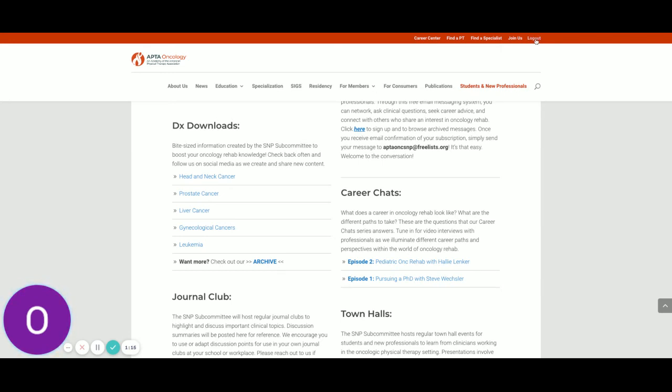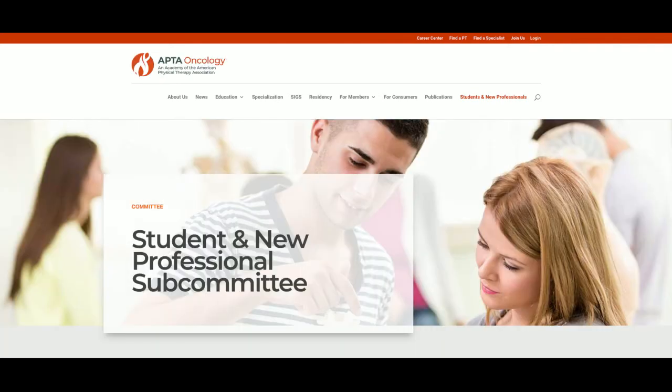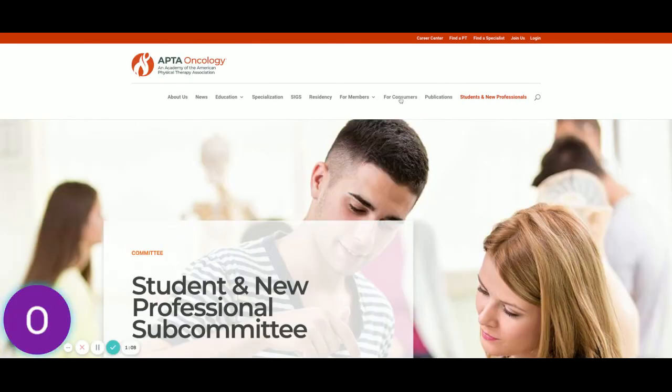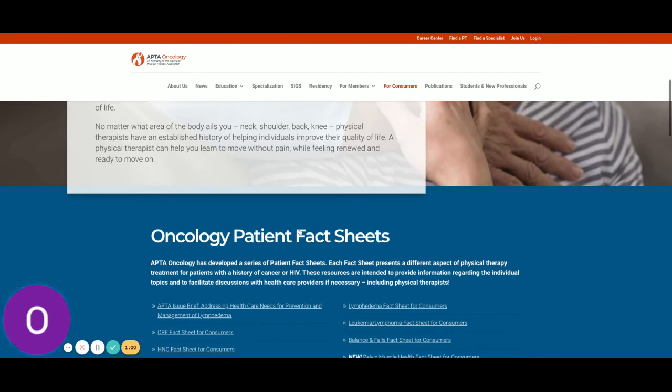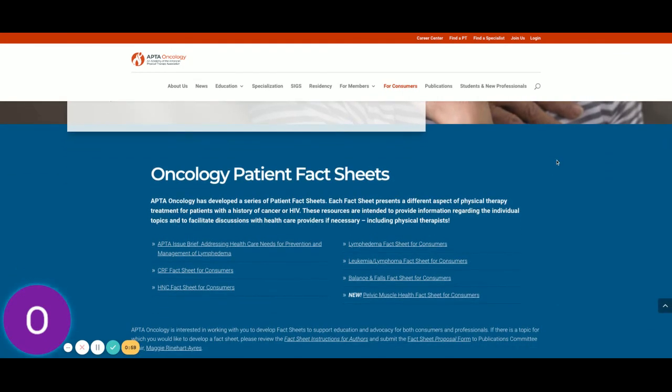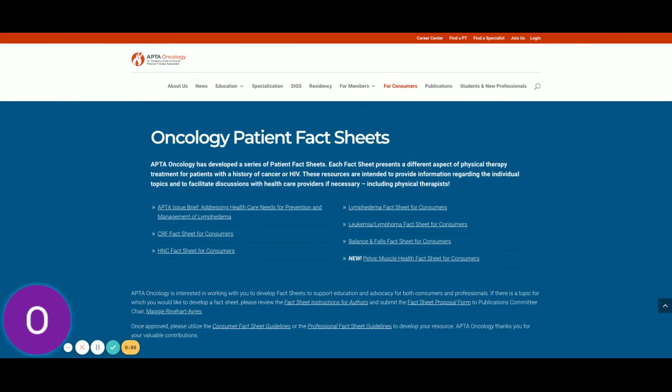What I'm going to do now is log out and show you where I would look if I was not a member of APTA Oncology. So I've logged out, and I'm going to navigate over here to For Consumers. This is the front-facing side of APTA Oncology education, for patients and caregivers. In this section, they have these oncology patient fact sheets. Again, very similar to what we were talking about previously, but these are written in language that our patients and consumers can understand and benefit from.